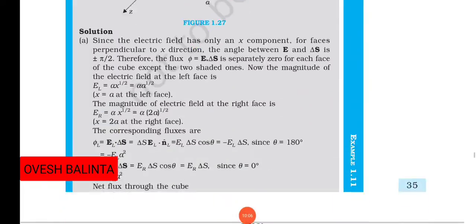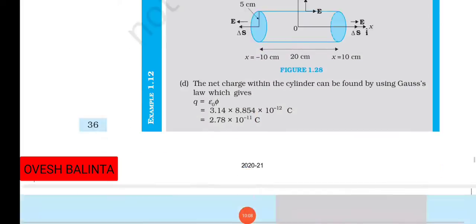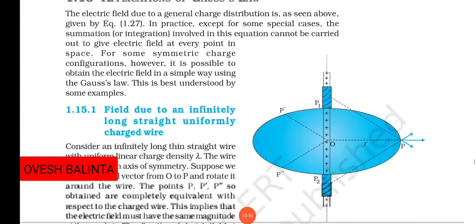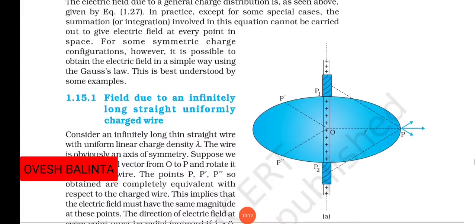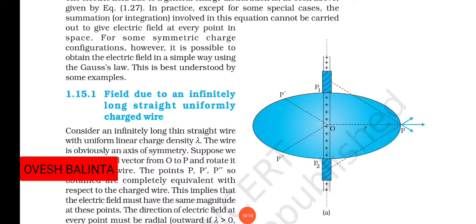And now afterwards we are talking about a new topic. It is the application of Gauss's law. There are three kinds of applications. First one, whenever we are talking about the rod, infinitesimal rod or wire. Second one, the infinitesimal plane. And third one, we are talking about a sphere.